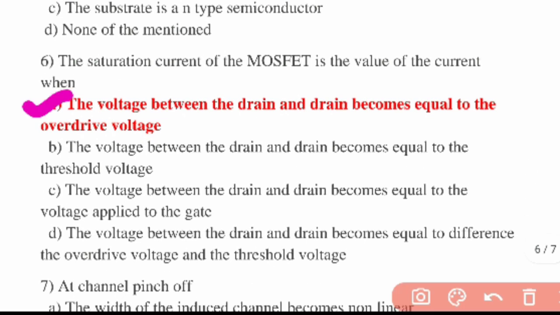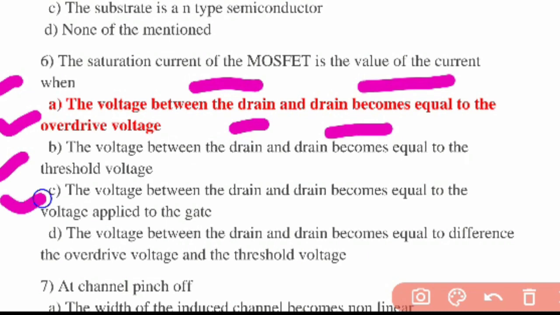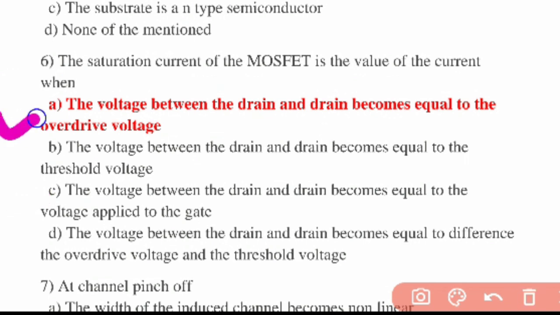Question number 6. The saturation current of MOSFET is the value of the current when option A, the voltage between drain and source becomes equal to the overdrive voltage. Option B, the voltage between drain and source becomes equal to the threshold voltage. Option C, the voltage between drain and source becomes equal to the voltage applied to the gate. Option D, the voltage between drain and source becomes equal to the difference of the overdrive voltage and the threshold voltage. Then the answer is option A.